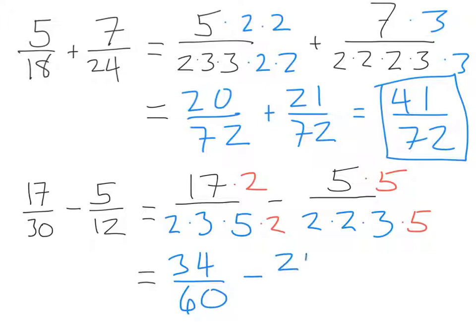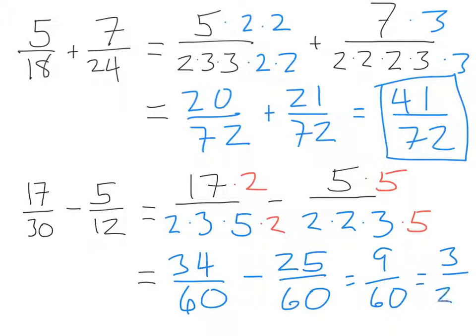And then up here we have 25 also over 60. Now we have common denominators, so you subtract across the top and we should get 9 over 60. And actually, since both of those have a 3 in common, if you divide top and bottom by 3, you get 3 over 20, which is your final answer fully simplified.